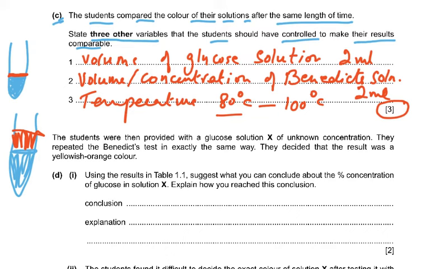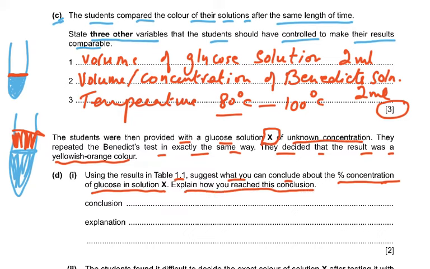Then coming to the next part, the students were then provided with a glucose solution X, of unknown concentration. They repeated the Benedict's test in exactly the same way. They decided that the result was a yellowish orange color. Using the results in table 1.1, suggest what you can conclude about the percentage concentration of glucose in solution X. Explain how you reached this conclusion. Now, how would you reach the conclusion about the concentration? What was the color? The color was yellowish orange.